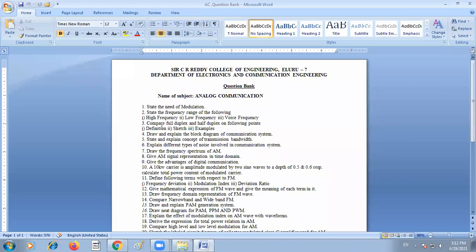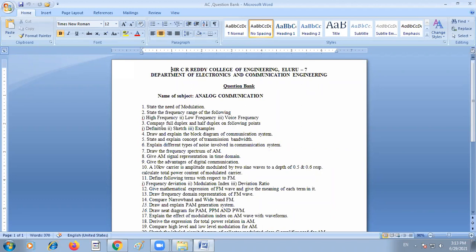The second one is: state the frequency range of the following. The list of frequencies and their applications is already given. In the first class, I gave a tabular column for very low frequency, high frequency, medium frequency and so on. Please see that table and state the frequency range of the following: high frequency, what is the range and what is its application, low frequency and voice frequency.